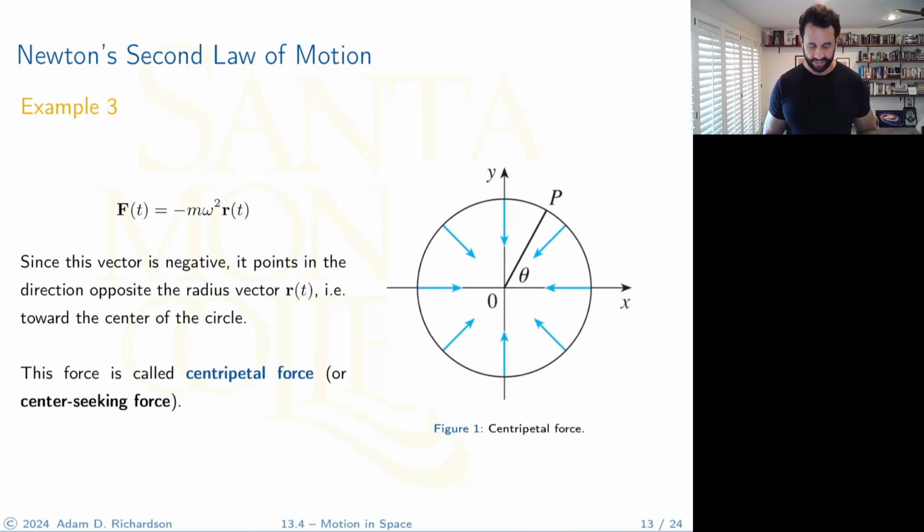All right. So here's the force we were looking for. That's the first part of the question. The second part of the question is show that it's pointing inward toward the center of the circle. Well, since the vector is negative, that means it points in the direction opposite the radius vector. So let's take a note of this real quick. Grab this pen here.